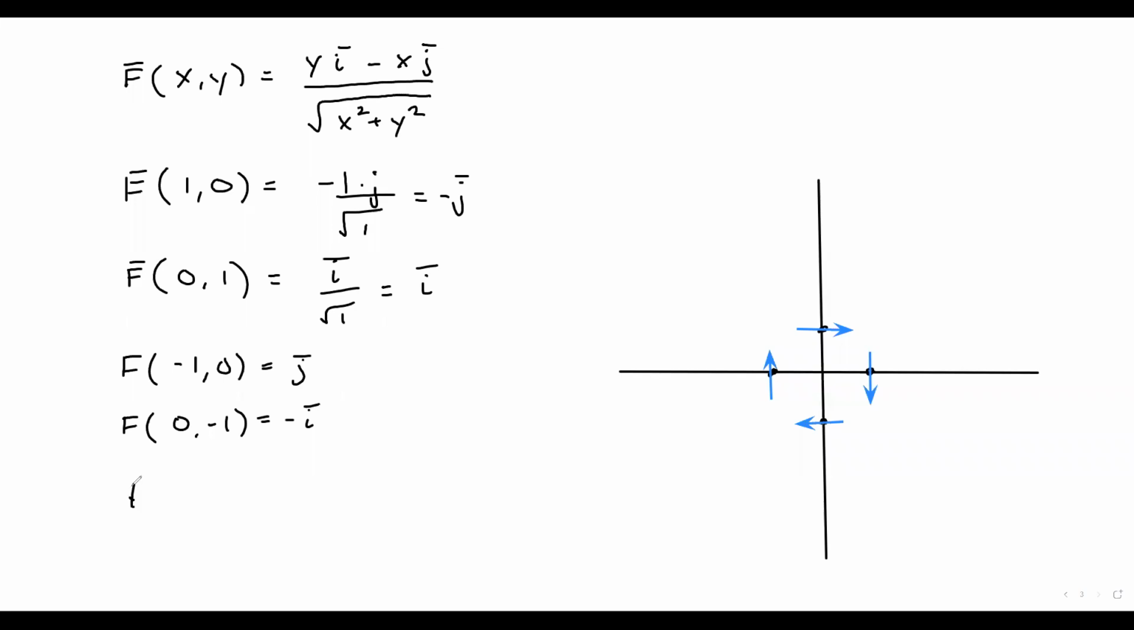So we could do f of 1, 1. And if you do that, if we plug in 1, we're going to have i minus j over the square root of 2. So that's going to be 1 over root 2 i minus 1 over root 2 j.